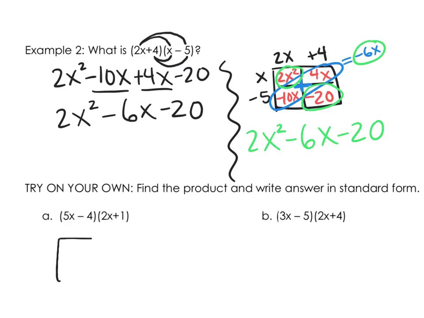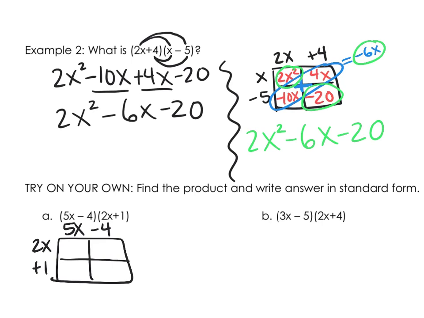So on this one, I'm going to draw my 2 by 2 box because I'm multiplying 2 things by 2 things. So I had a 5x minus 4 and a 2x plus 1. Some people may ask if you put 1 on top and 1 on the side, if it matters which one goes where. It does not. You should still get the same answer.